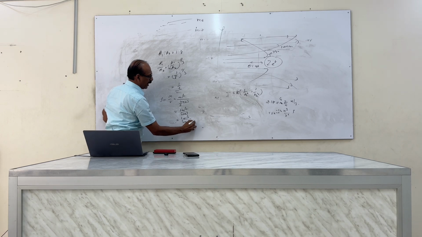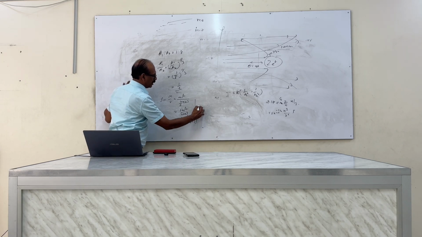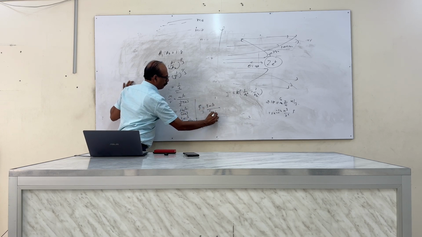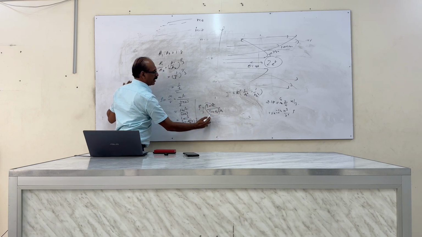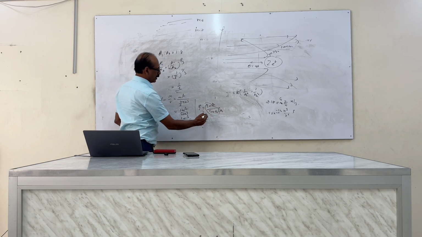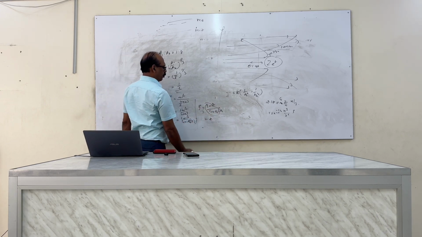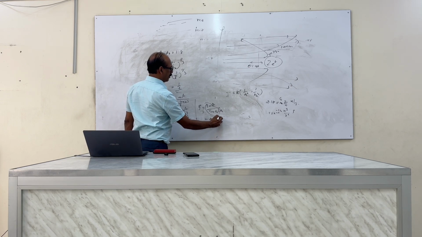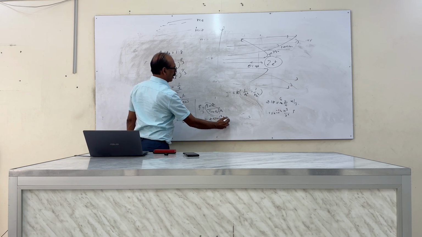R naught into A to the power 1 by 3 whole cube. This is cancelled out. Then density is equal to 3 A divided by 4 pi into r naught cube. A cancels. It is independent of mass number. Then we get a constant value, 2.92 into 10 to the power 17 kilogram per meter.